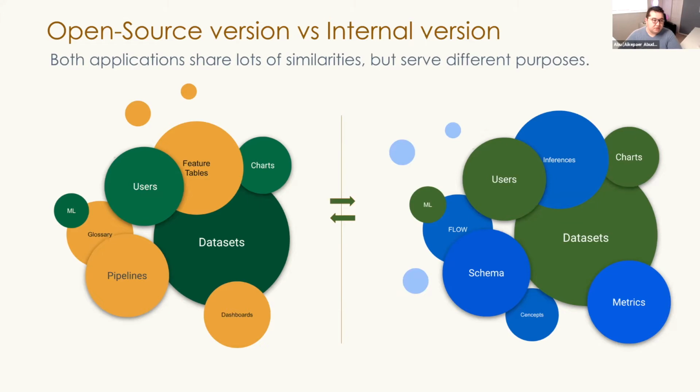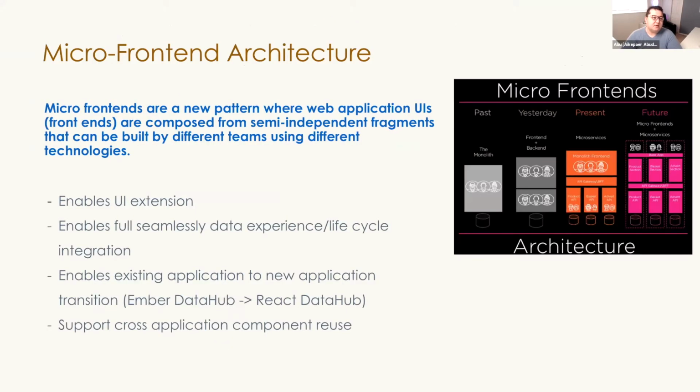So one thing we introduced to the new DataHub is the Micro-Frontend Architecture. Micro-Frontend Architecture is a design principle, a design philosophy, to bring multiple teams and applications together and provide one seamless UI to our end users. You can see on the right side it shows the evolution of micro-frontends, from monoliths to microservices to micro-frontends and microservices. So this enables a UI.